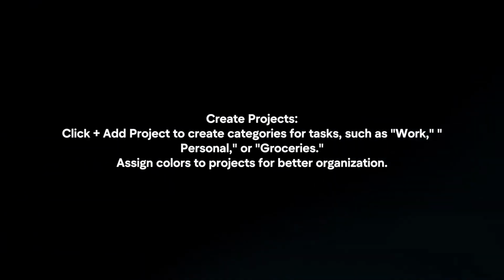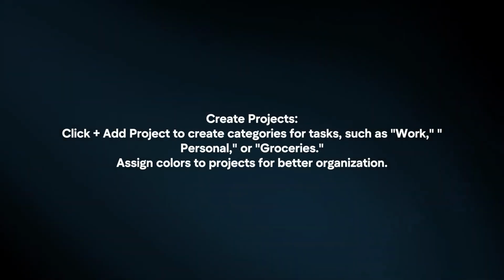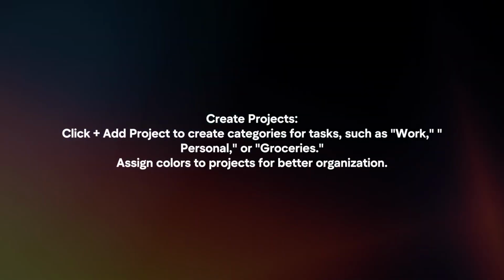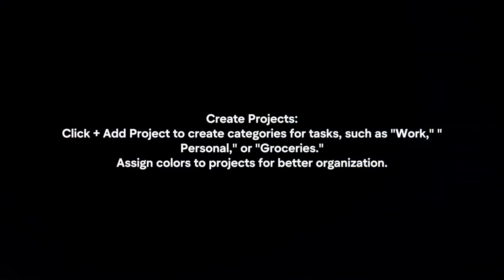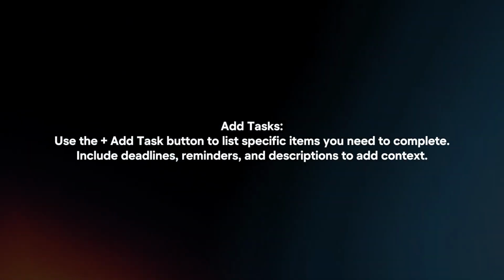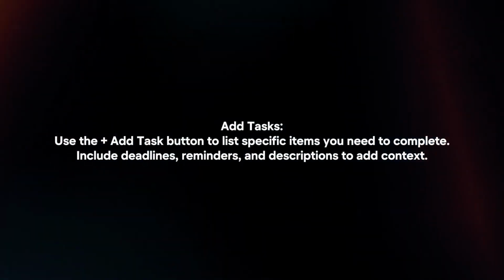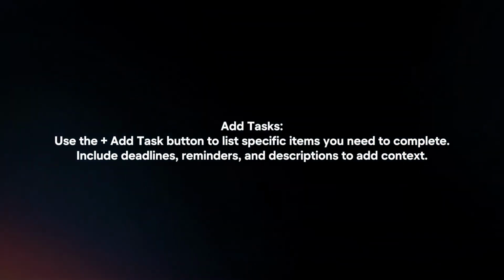Create projects. Click plus add project to create categories for tasks such as work, personal, or groceries. Assign colors to projects for better organization. Add tasks. Use the plus add task button to list specific items you need to complete. Include deadlines, reminders, and descriptions to add context.